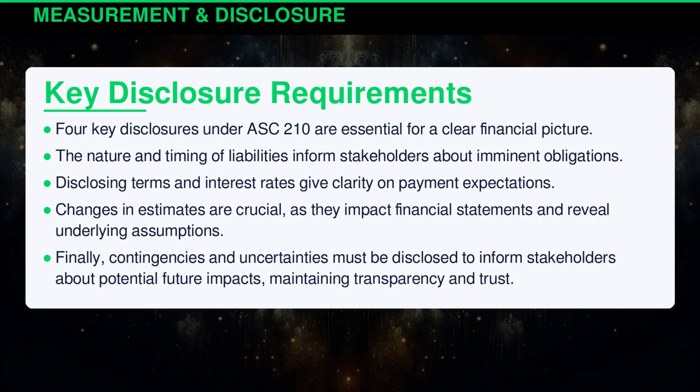Four key disclosures under ASC 210 are essential for a clear financial picture. The nature and timing of liabilities inform stakeholders about imminent obligations. Disclosing terms and interest rates gives clarity on payment expectations. Changes in estimates are crucial as they impact financial statements and reveal underlying assumptions. Finally, contingencies and uncertainties must be disclosed to inform stakeholders about potential future impacts, maintaining transparency and trust.